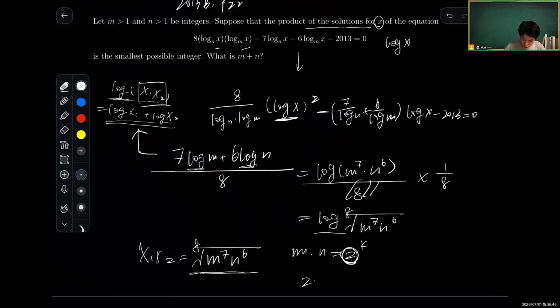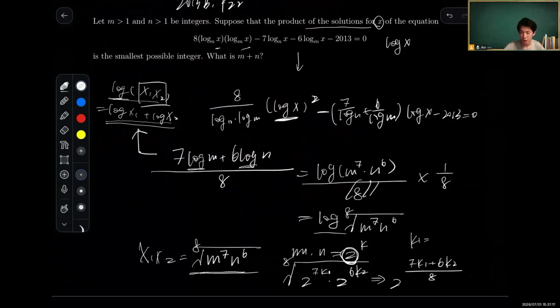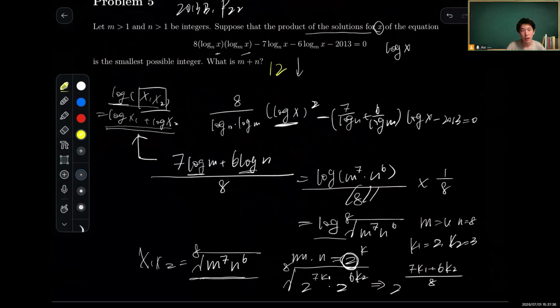That means 2 to the 7k1 times 2 to the 6k2, under the 8th root, that is essentially 2 to the (7k1 plus 6k2) divided by 8. Some trial and error will show that k1 must be equal to 2, k2 must be equal to 3. This is the smallest possibility. Then m is equal to 4, n is equal to 8, and we're done.